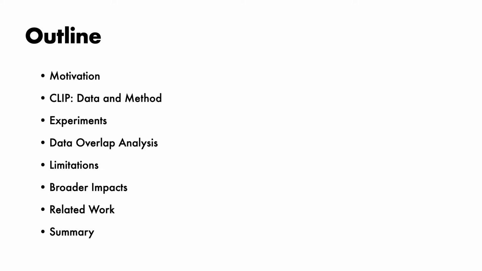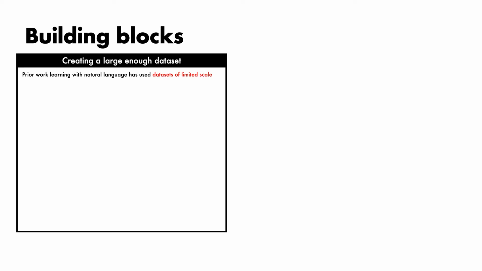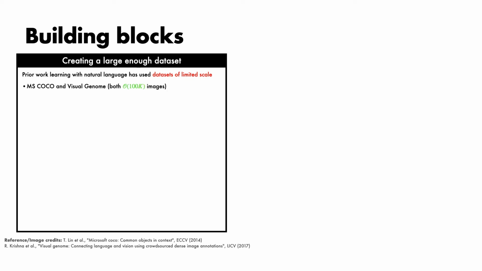With the motivation in place, we can move on to the data and method behind CLIP. We turn now to the building blocks of the approach. We'd like to explore the benefits of large-scale natural language supervision, but prior work has sought to learn visual representations from natural language using datasets of limited scale. In particular, the datasets employed have been MS-COCO and Visual Genome, both of which contain on the order of 100,000 images, and YFCC100M, which contains 100 million images, but many of these are associated with noisy metadata.